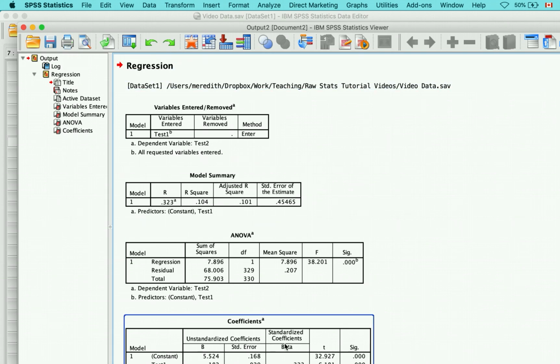And from this last table, the values that you would be reporting would be the value of the unstandardized beta right here, so 0.818, and then you would also report the t and the probability for that beta. So that covers how to do a simple regression in SPSS.